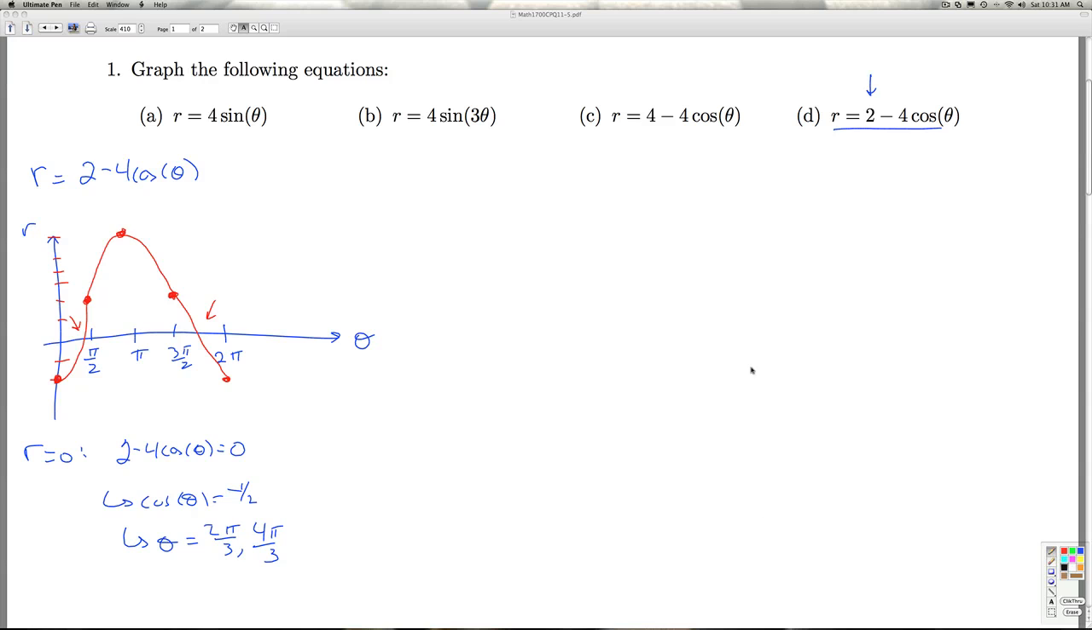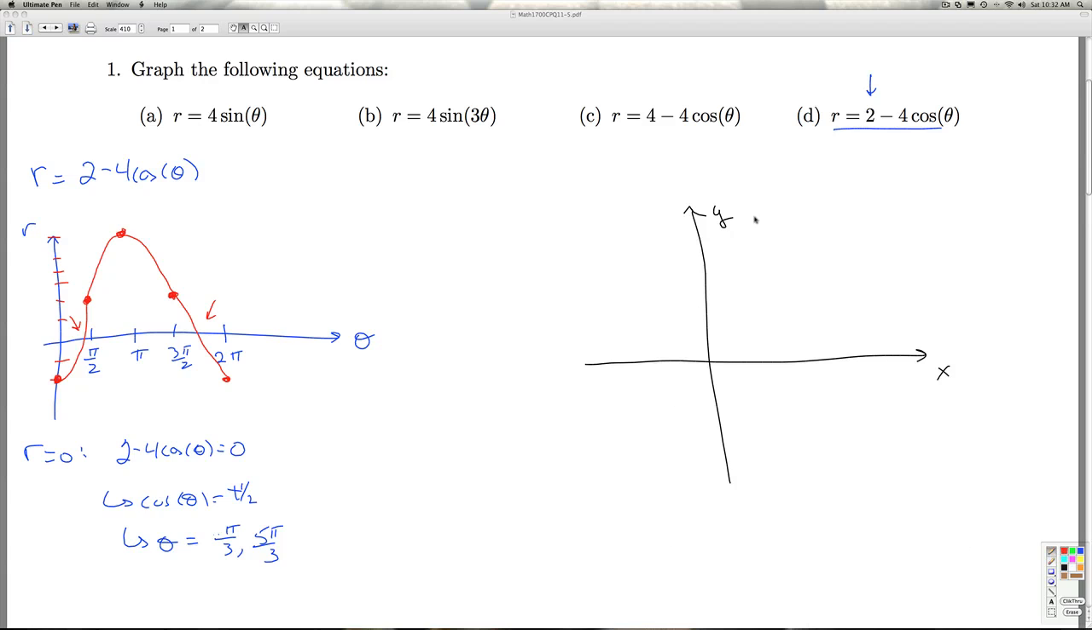Oh, I'm sorry. This is completely wrong. This gives me cosine theta is positive 1/2, which means that theta is pi over 3 and 5 pi over 3. So let me make that adjustment. I should have known it crosses between 0 and pi over 2 and 3 pi over 2 and 2 pi. So, all right, that's fixed.